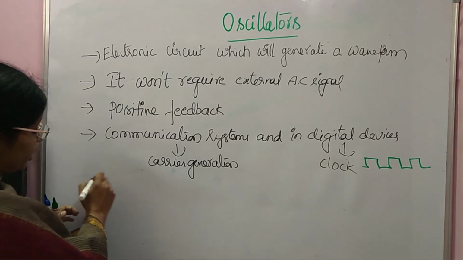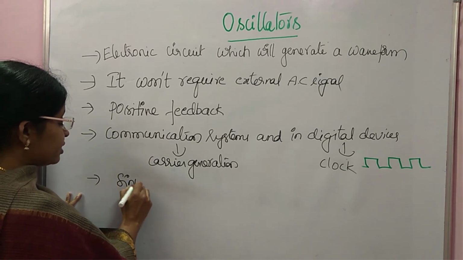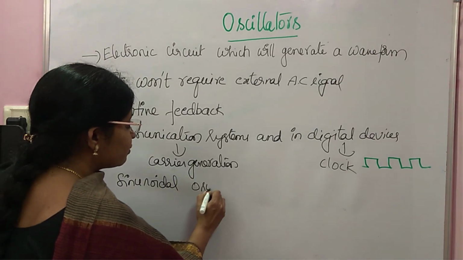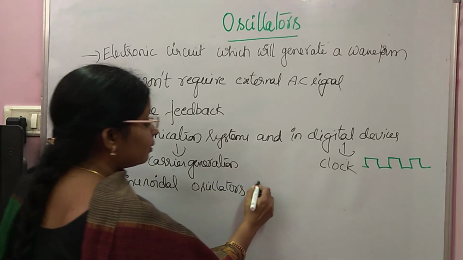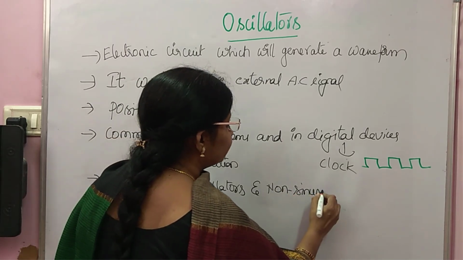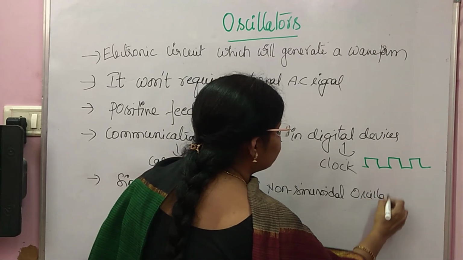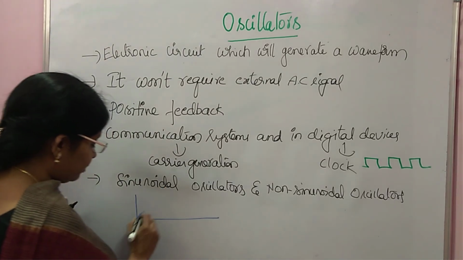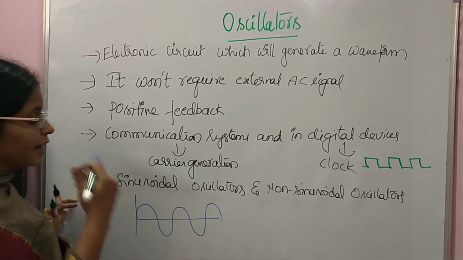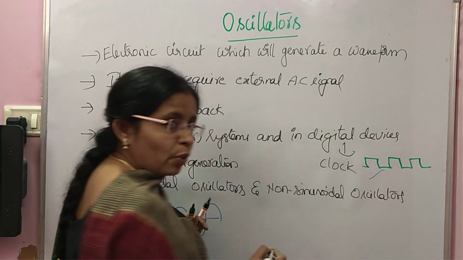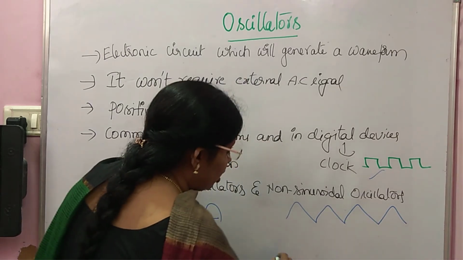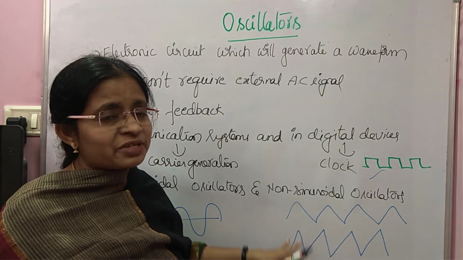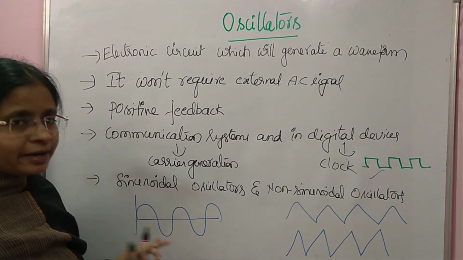Another important point is, we have mainly two types of oscillators. This classification is by the shape or type of waveform: sinusoidal oscillators and non-sinusoidal oscillators. What's the meaning of a sinusoidal oscillator? If the output is like a sinusoid, like this, it is a sinusoidal oscillator. Non-sinusoidal may be a square wave, a triangular wave, or a sawtooth wave. An oscillator which generates these types of waveforms is called a non-sinusoidal oscillator.